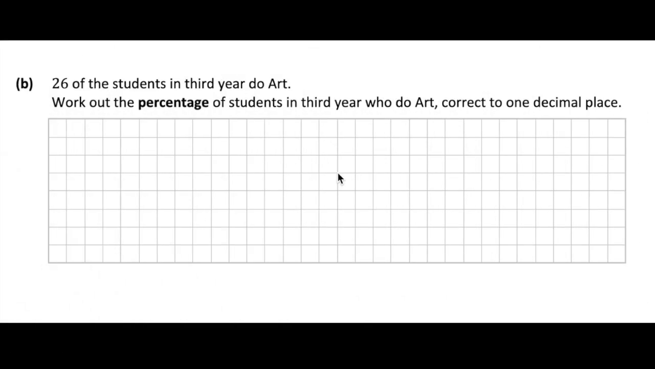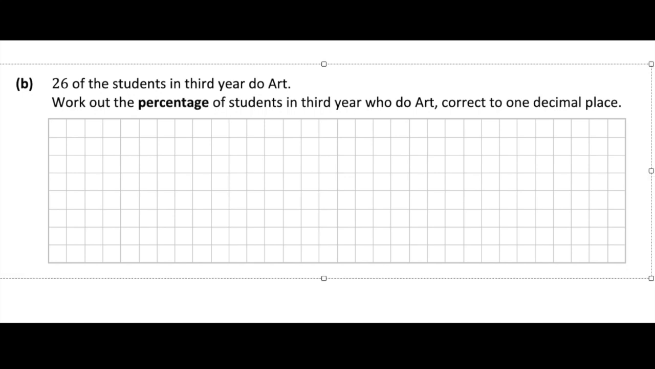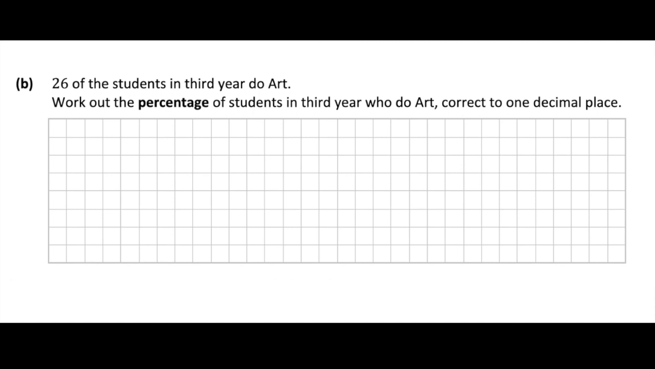In part B of question 1, we are told that 26 of the students in third year do art. We have to work out the percentage of students in third year who do art, correct to 1 decimal place. So it's a problem in two parts. The first part is where we need to work out the percentage. And the second part is the rounding part. So let's take a look at the first part first.